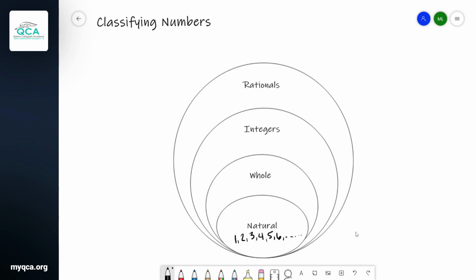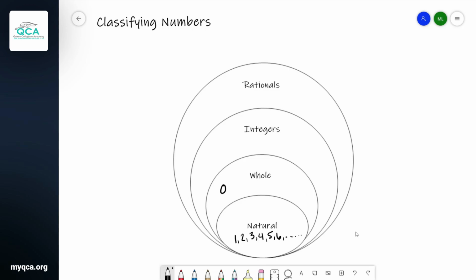Then we have whole numbers after natural numbers. Now what makes whole numbers different than natural numbers? It's just the addition of 0. So it's all the natural numbers with 0. That's the only difference between whole and natural. So whole would be 0, 1, 2, 3, 4, 5, 6, okay? And on and on until infinity.